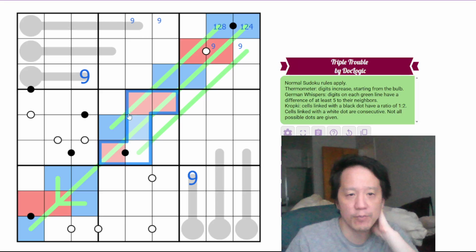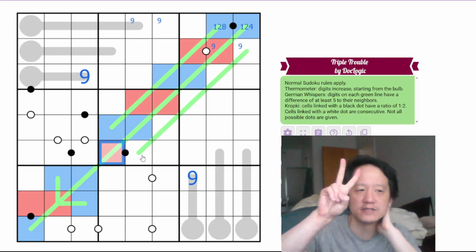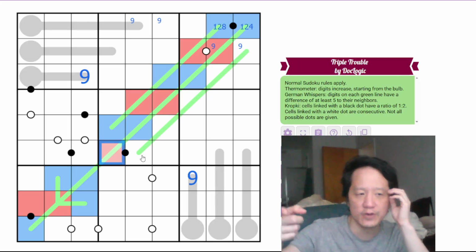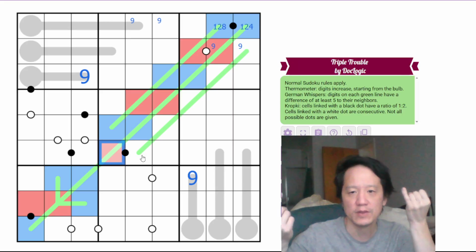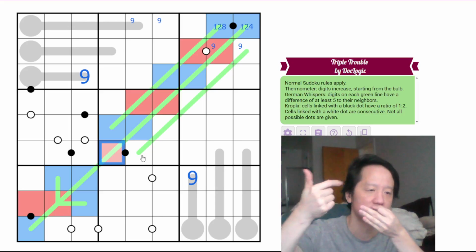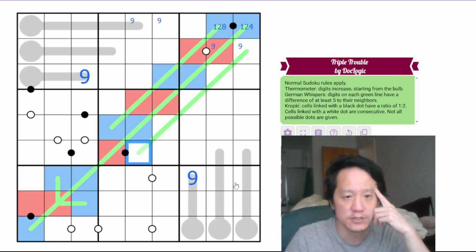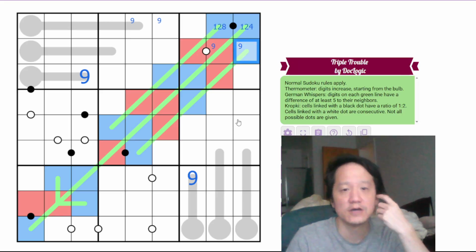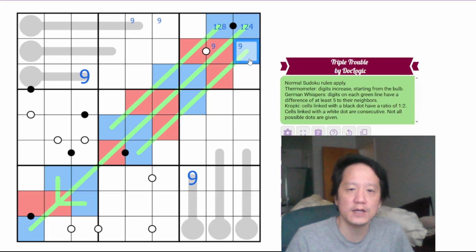In this set, we have a high next to a black kropki dot, but you can't have two highs on either side of a black kropki dot. If you try to double a high, this doesn't work. 6 would double to 12, 7 doubles to 14, 8 doubles to 16, 9 doubles to 18. So this always has to be low, which means if we alternate again, this is high, this is low, this is high, and this is a low. Well, 9 can no longer be here because that would be a low digit. So this can't be 9.